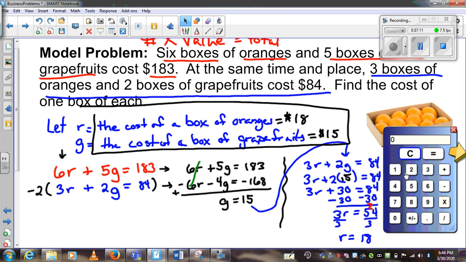At the same time and place, 3 boxes of oranges. So that's going to be 3 times 18. So it's going to be 54, plus 2 boxes of grapefruits. So that's going to be 30, because I can do 15 times 2 in my head, plus 54 equals $84. It works perfectly. Okay, and that's all I would do for your check.